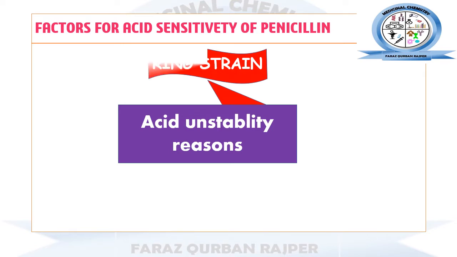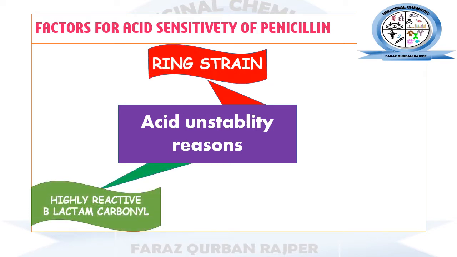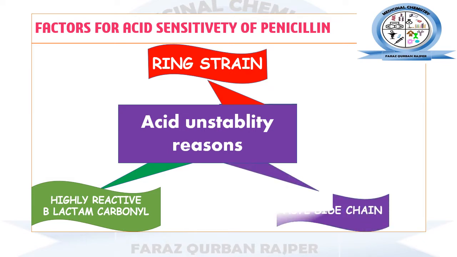One of the reasons is the ring strain. The second reason is the highly reactive beta-lactam carbonyl, meaning the carbonyl carbon present at the 7th position. Due to its high reactivity, acid instability can occur in penicillin. Besides this, there is another reason, the acyl amino side chain variation, meaning the presence or absence of certain functional groups in the acyl amino side chain. So now let's discuss these reasons one by one and their impact on the acid stability of penicillin.